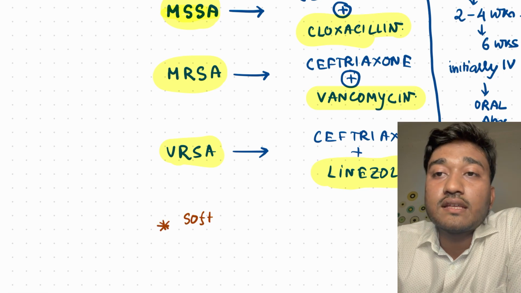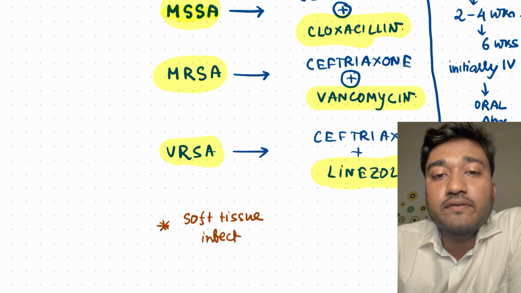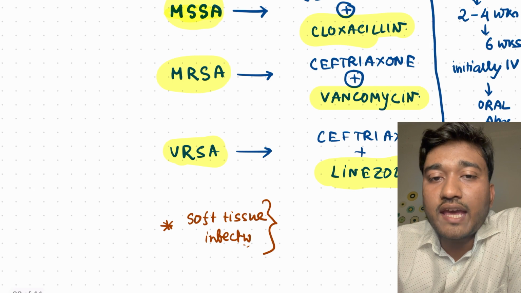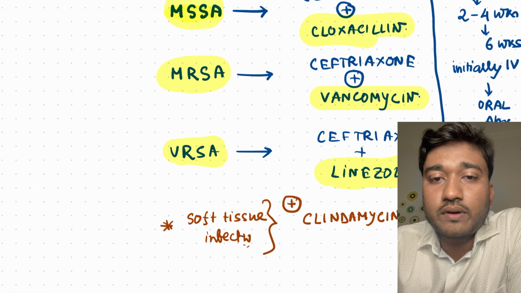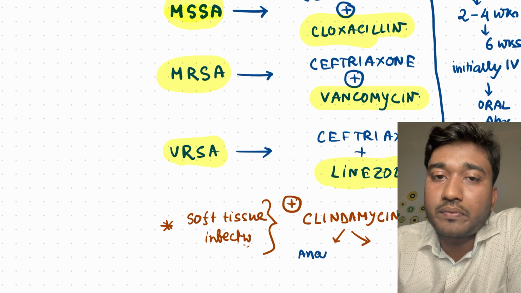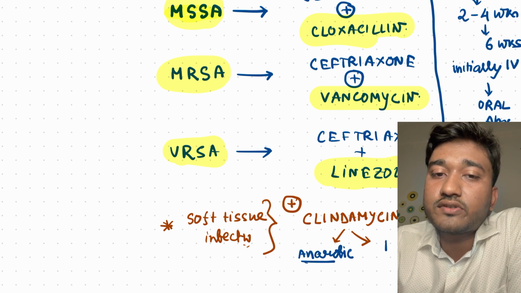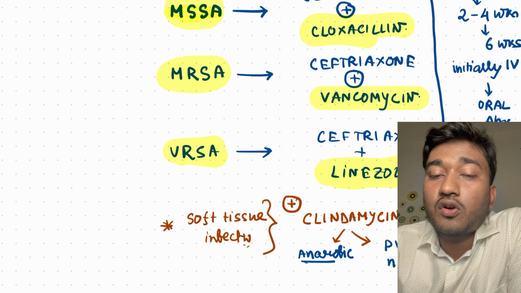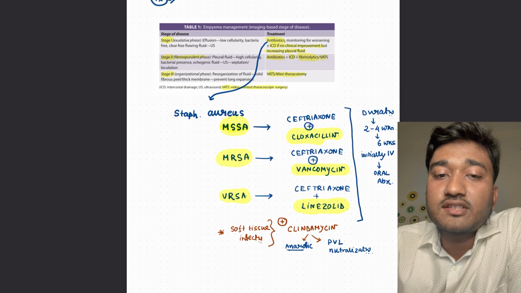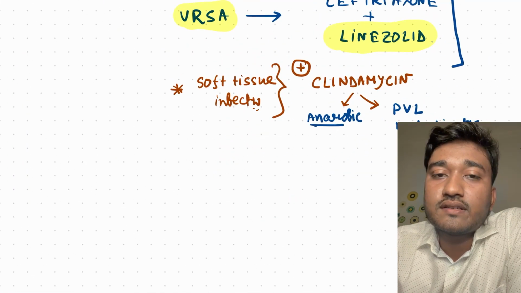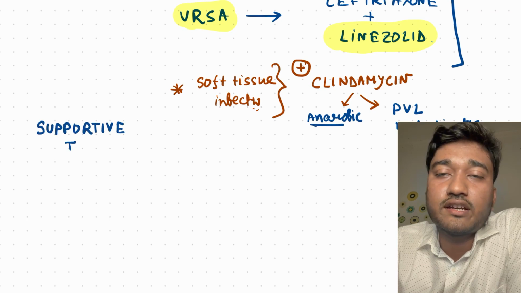And another thing, if there is associated soft tissue infection, you need to give anaerobic coverage. Okay, clindamycin is given. It has both anaerobic coverage as well as PVL neutralization property. PVL means Panton-Valentine leukocidin, which is a toxin produced by Staphylococcus aureus, and clindamycin does neutralize it. Therefore, we can use clindamycin as well.